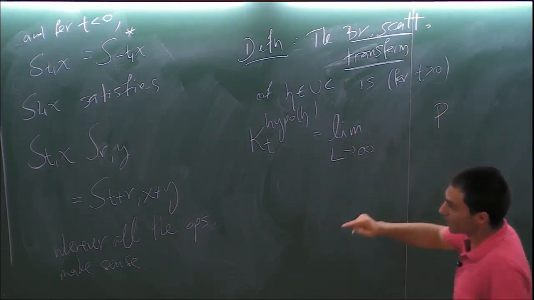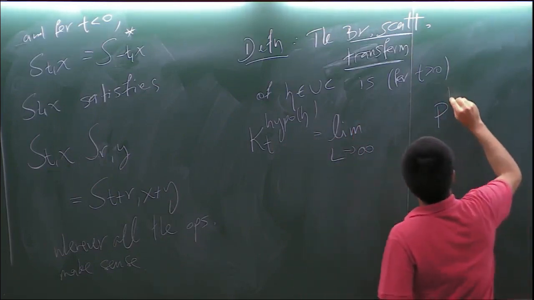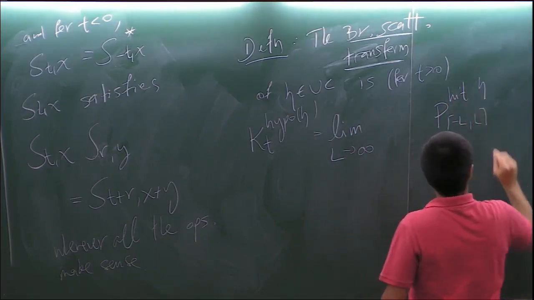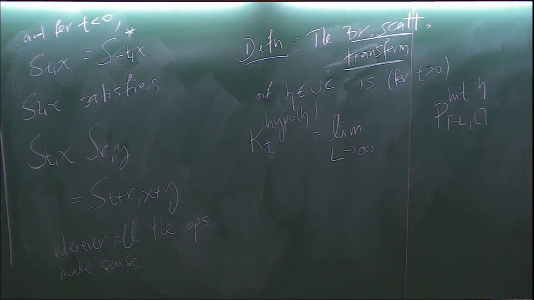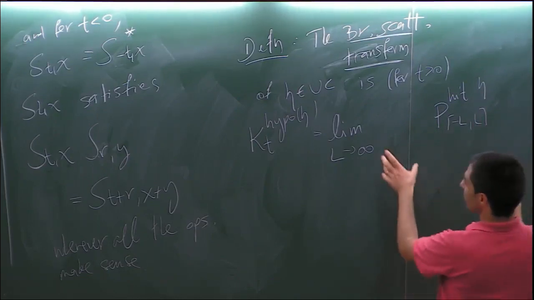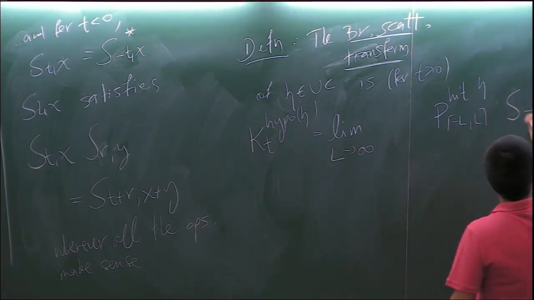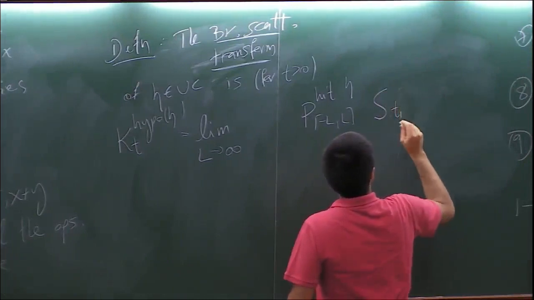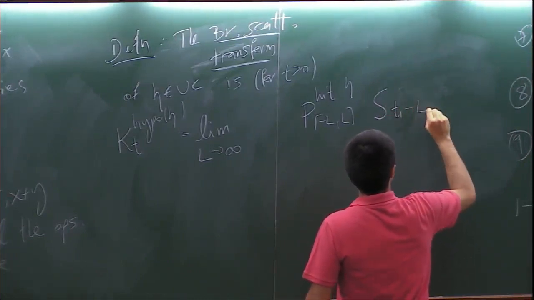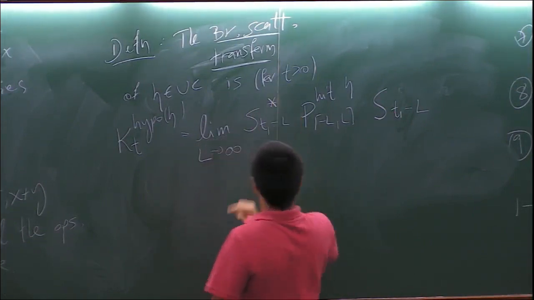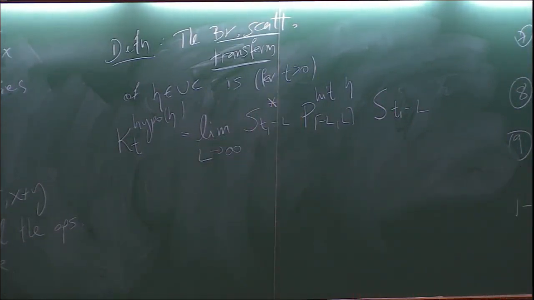So I'm going to do again that heat operator that I was talking about before. I have to do something else. So first of all, I take this Brownian heating probability on this interval minus L, L, and then I conjugate by these S operators. So I put S_{t,-L} here, and I put S_{t,-L} adjoint on the other side. So that's the Brownian scattering transform.